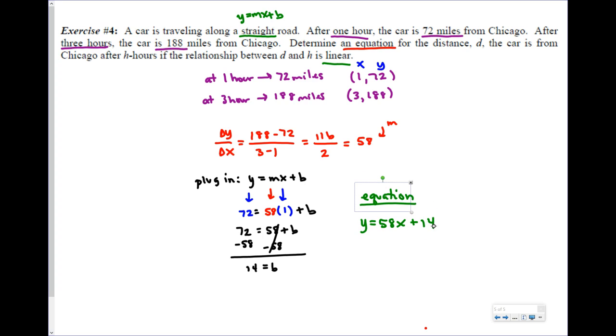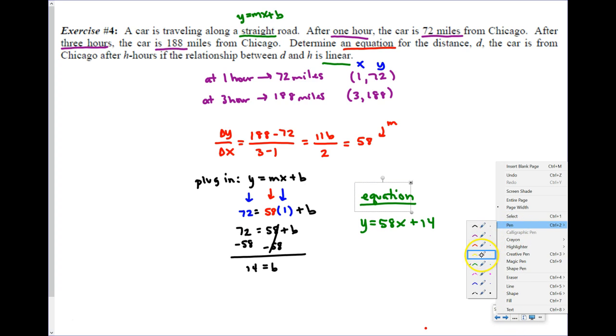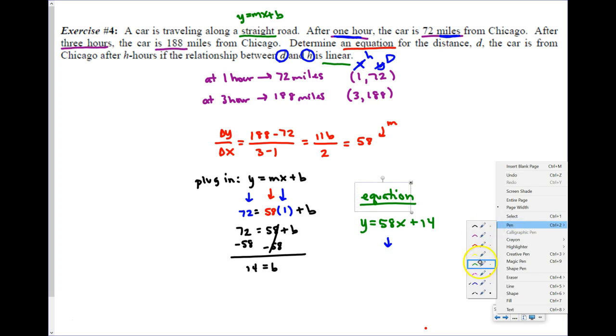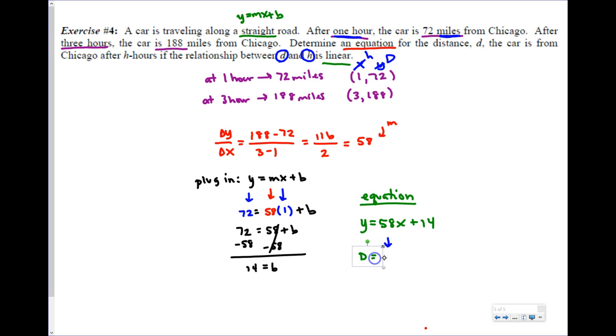But I've got one problem, because if I was paying very close attention, I would have noticed that this problem in particular is asking me to write this in terms of d and h. Okay? So if I look at my points here, x is 1 and 3, y is 72 and 188. Well, notice that 72 is miles, so that means that y isn't really y, it's d. And 1 hour is a form of time, so x isn't really x, it's going to be h. So I'm just going to take this equation, and I'm going to convert the letters to match. So instead of a y, I'm going to have d equals 58h plus 14.